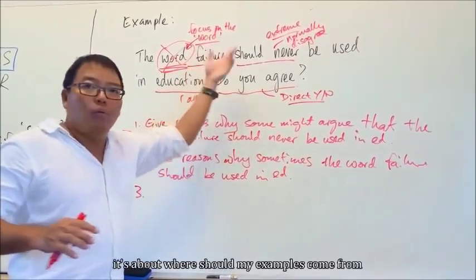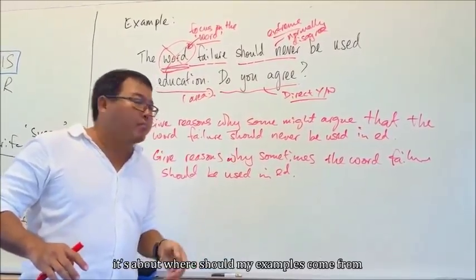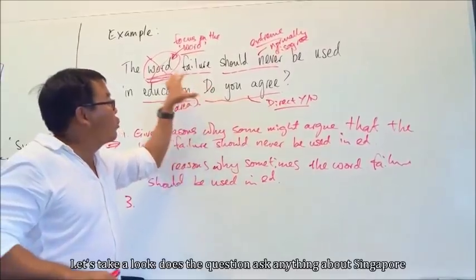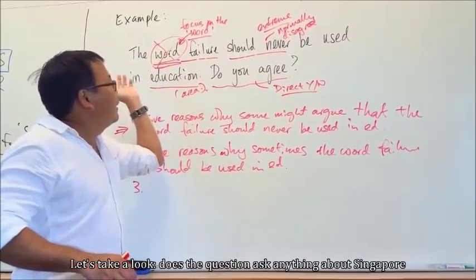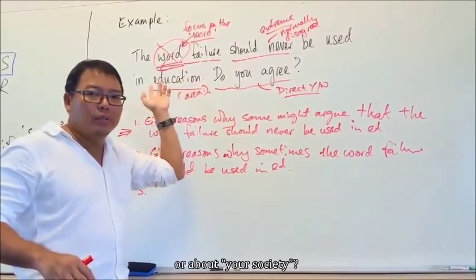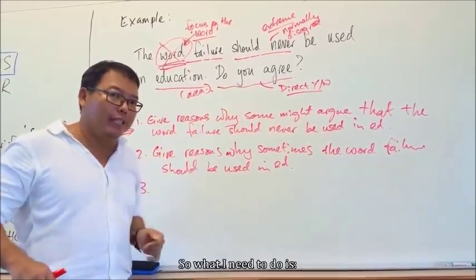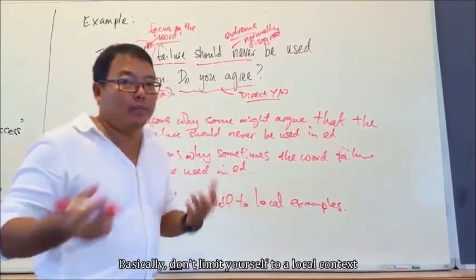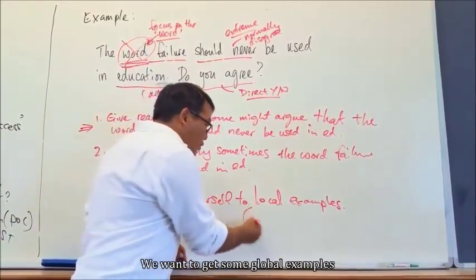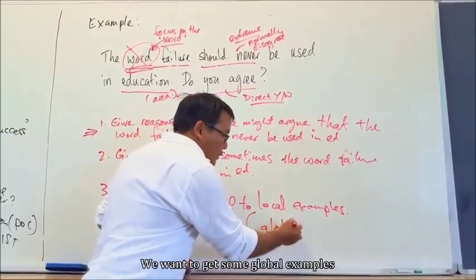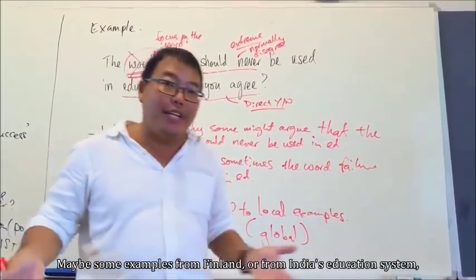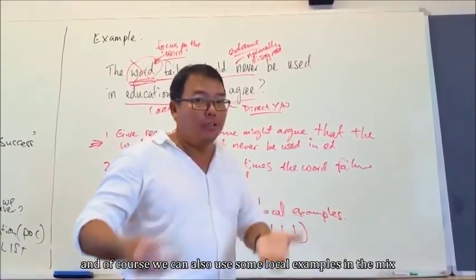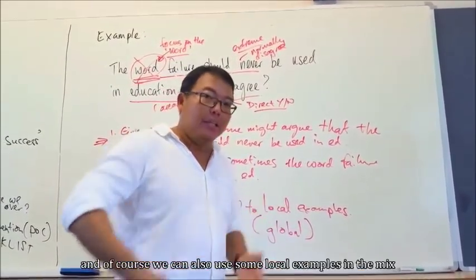Usually it's about where should my examples come from. Should I limit myself to Singapore? Let's take a look. Does the question ask anything about Singapore or your society? Obviously not. So what I need to do is, basically, don't limit yourself to a local context. We want to get some global examples. Maybe some examples from Finland or from India's education system. And of course, we can use some local examples in the mix.